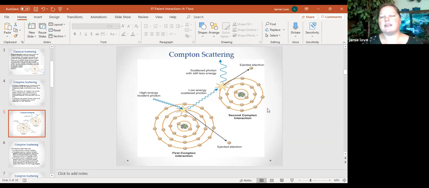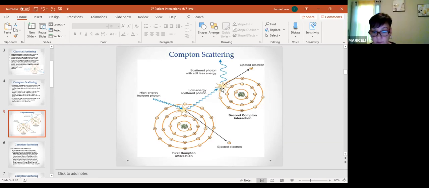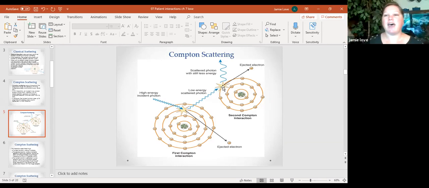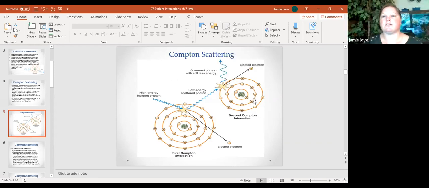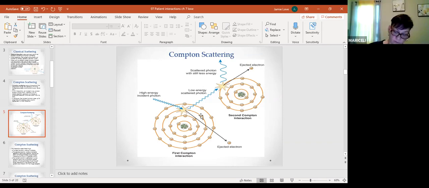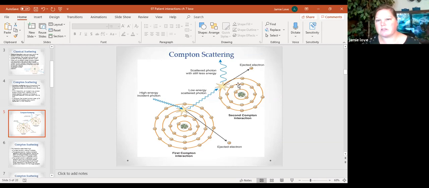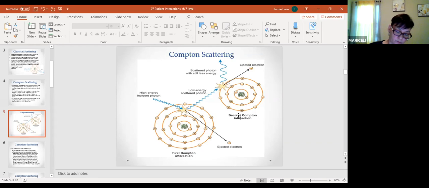Now this has another step to it we don't really worry about too much, but that scattered photon could hit another atom and cause another interaction. Then it loses more energy and scatters off in a new direction. So that's just having it happen twice. It's the second Compton effect. But we're only concerned really with this first Compton interaction. This is just showing you that this could possibly happen in the body. So we could have multiple scattered photons happening.